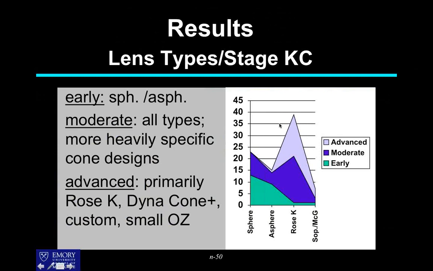Early on, in the green here, were spheres and aspheric designs. In the moderate keratoconus, all types were used. That's the blue here. And in advanced, there were primarily the more keratoconic specific designs like Rose K, Dynacone Plus, and other types of custom, smaller GP rigid lenses.